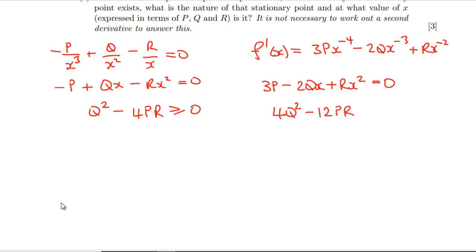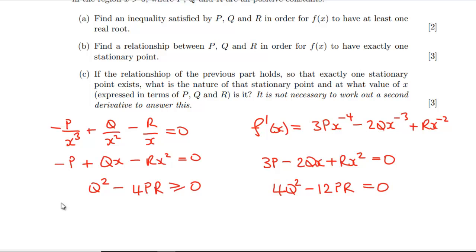12pr. And for one solution, we need that to be equal to 0. So that's good. If the relationship of the previous part holds, so that exactly one stationary point exists, what is the nature of that stationary point, and at what value of x is it? It's not necessary to work it out.